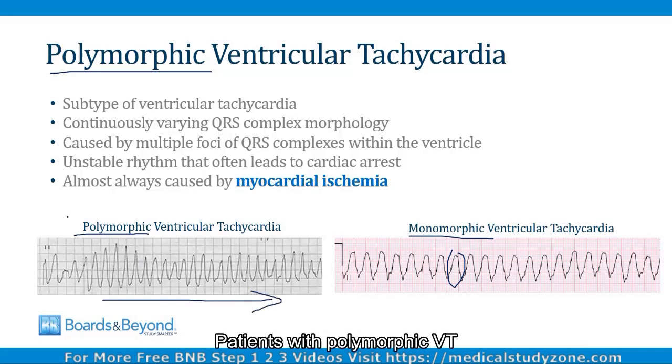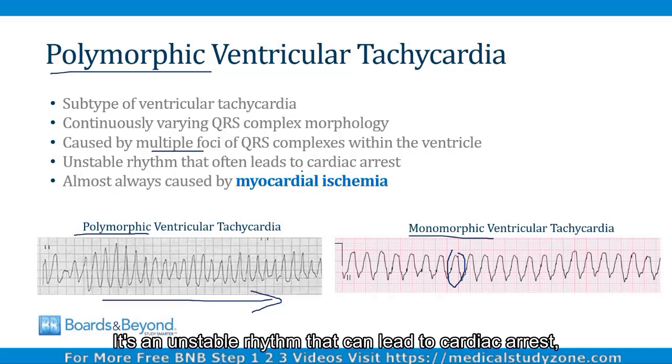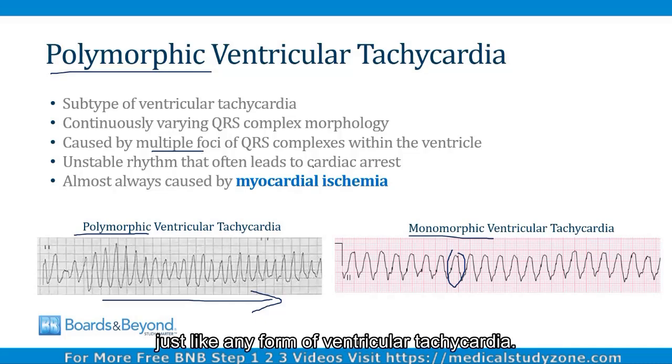Patients with polymorphic VT usually have multiple foci of abnormal electrical activity in the ventricle, and that's why all those multiple foci generate QRS complexes that change over time. It's an unstable rhythm that can lead to cardiac arrest, just like any form of ventricular tachycardia, and it's treated the same way as other forms of ventricular tachycardia.